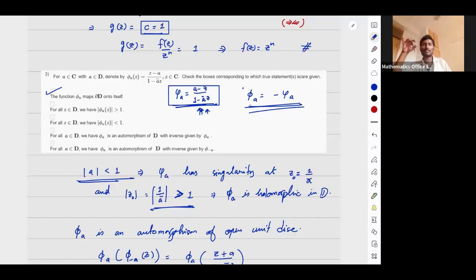Am I audible? Okay, assuming that I'm audible, let's continue. So this is incorrect. It sends the unit disk to the unit disk and boundary to boundary. We have not written why it sends the unit disk, but we have seen this proof.